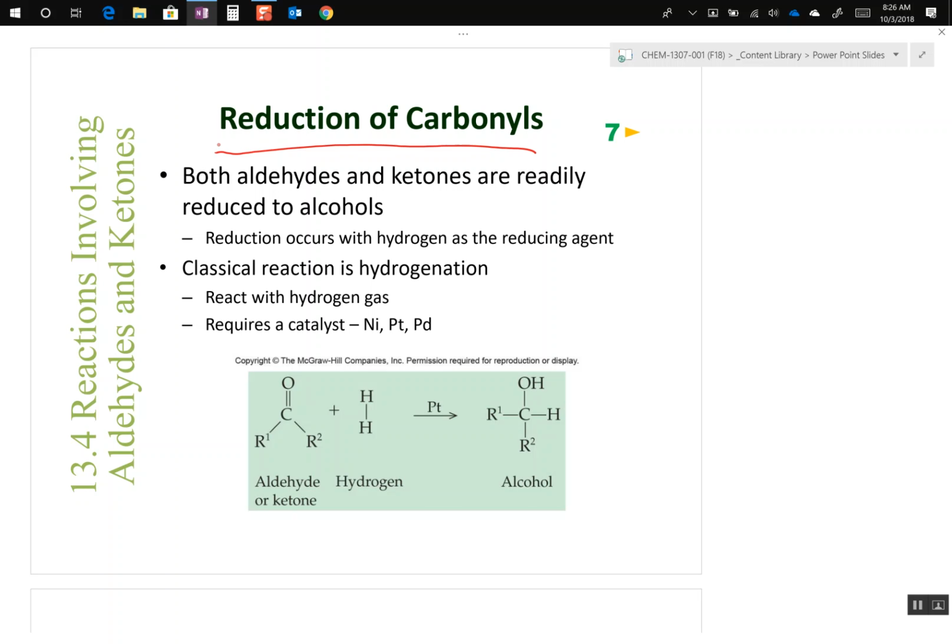But what about going backwards? From an aldehyde, you could reduce an aldehyde into a what?